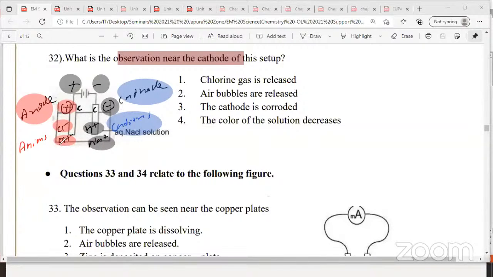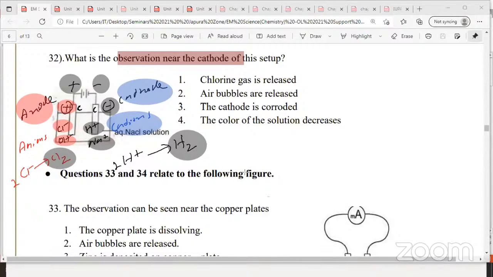Now what happened? Who is going out of these two? Which one is higher in concentration? Sodium chloride solution has more Cl. So Cl minus becomes Cl2. Near the anode, Cl minus becomes Cl2 gas. Near the cathode, H plus becomes H2 gas, plus 2 electrons. So here you need 2 electrons. Near both electrodes you get gases. Anode chlorine gas, cathode H2.